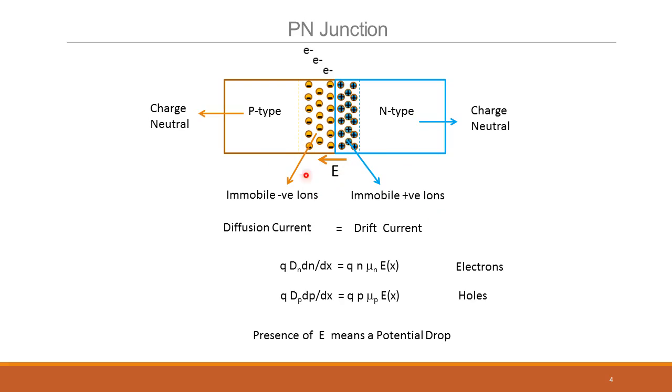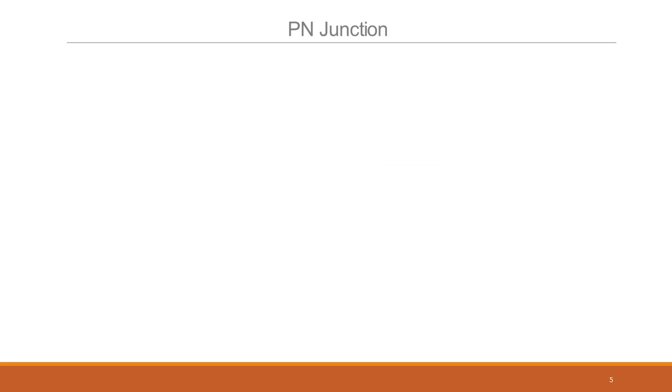This presence of an electric field across a distance means you have a potential drop. So you have a potential drop across this junction, because potential is nothing but the integral of E dot dx. Since E is across some distance, you'll have a potential drop from here to here. We'll just calculate that next.